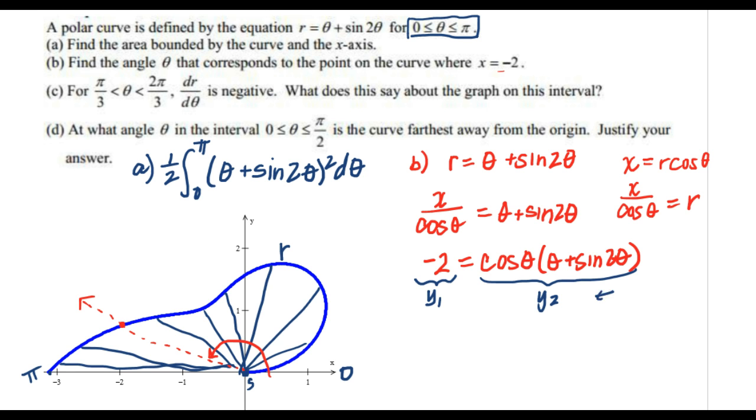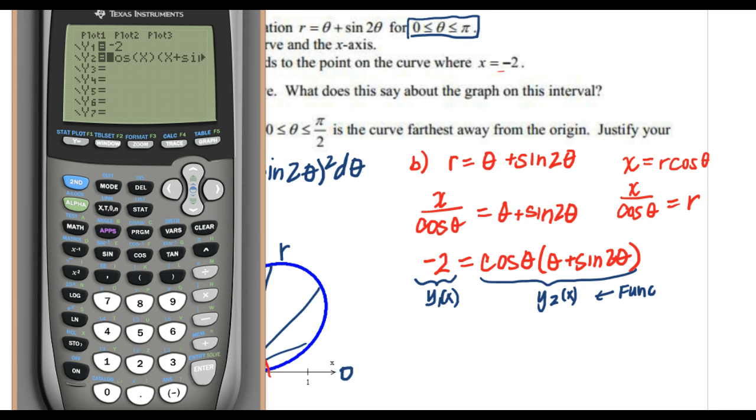So we're going to go back to rectangular coordinates here. So this is like y2 of x and y1 of x. We're going to get out of polar mode and go back to function mode, as in rectangular functions, and we're going to graph these two and set them equal to each other. Alright, so I've already entered both functions into my graphing calculator, -2 and then cosine x. Make sure you use parentheses here, x plus sine 2x, and then I'm going to go ahead and hit graph.